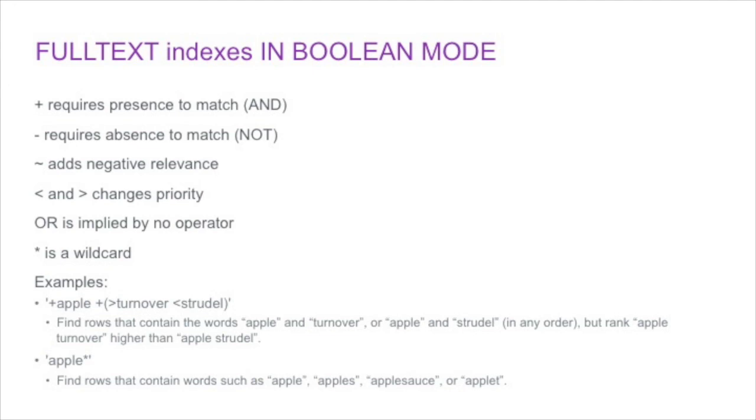So here are some examples. If you have plus apple, and then you can group with parentheses. So if you have plus apple and plus greater than turnover or minus strudel, that means I want to find a bunch of different apple desserts, but I would rather have apple turnover than apple strudel. But still show me the strudel results. If you did negative, it would be like, okay, no strudel results. So rank higher than that. If you do apple star, it'll do apple, apples, applesauce, or applet. And I put that in there because the language in the MySQL manual was super confusing, and it made it sound like it was phrases as opposed to words that begin with apple.